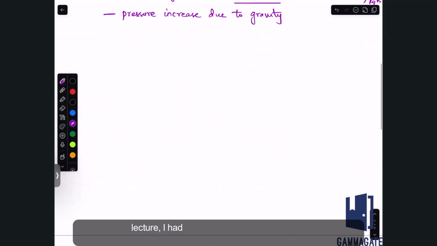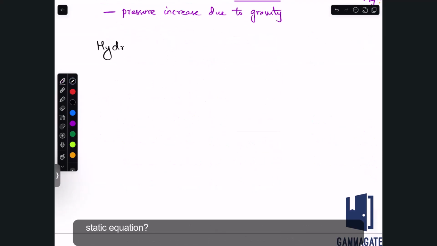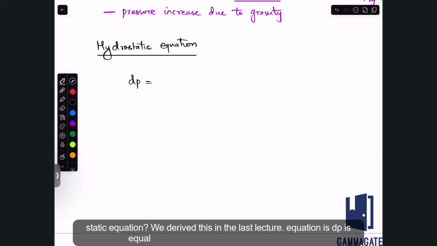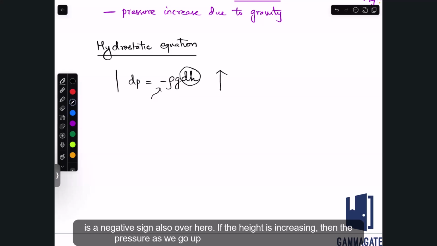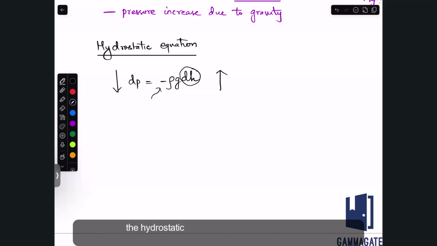In the last lecture, I had derived the hydrostatic equation. The hydrostatic equation is dP is equal to minus rho g dH. Here you can see there is a negative sign. If the height is increasing, then the pressure as we go up should decrease. That is what this hydrostatic equation says, which is correct. As you go higher and higher in the atmosphere, we know that the pressure actually decreases, and that is given by dP is equal to minus rho g dH.